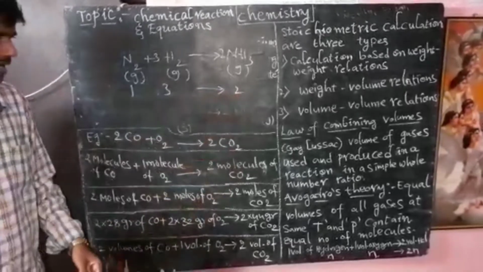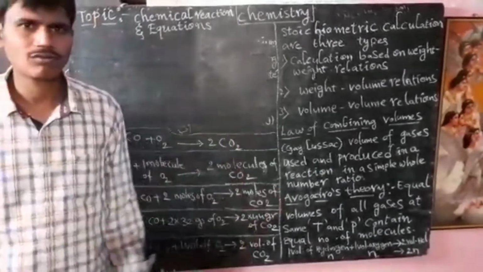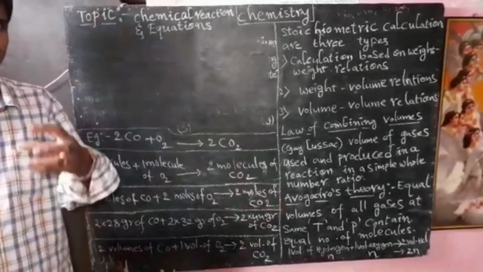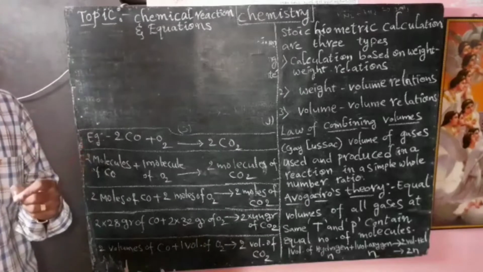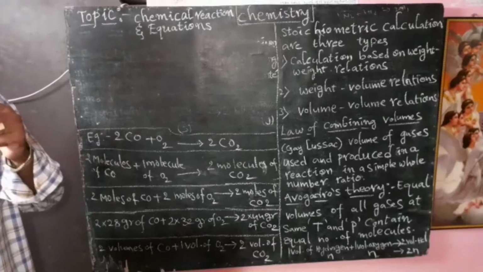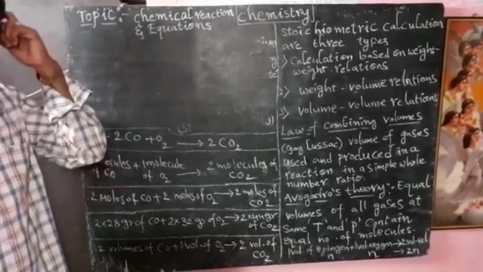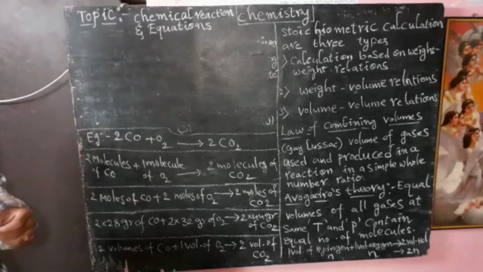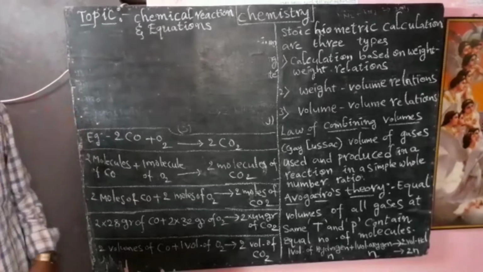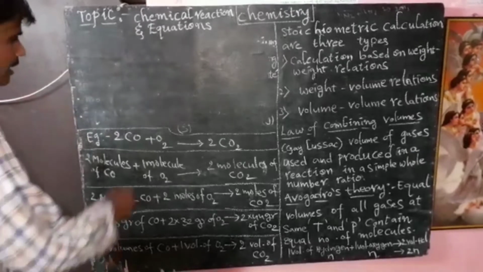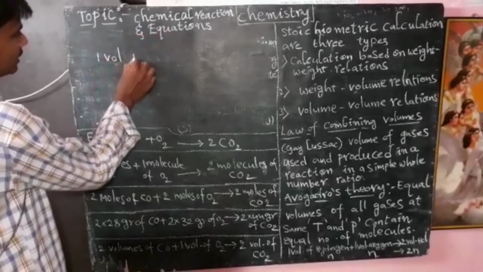Next definition, Avogadro's theory. Avogadro's theory means equal volumes of all gases contain the same number of molecules, at the same temperature and pressure. We have to consider the pressure and temperature. Equal volumes of all gases at the same temperature and pressure contain the same number of molecules. For understanding, take 1 volume of hydrogen gas.